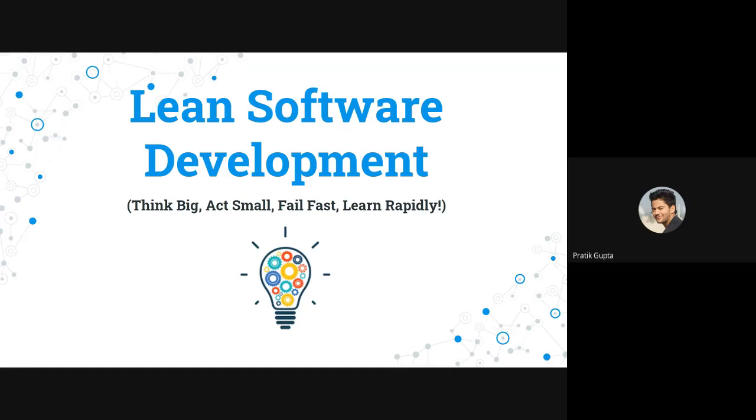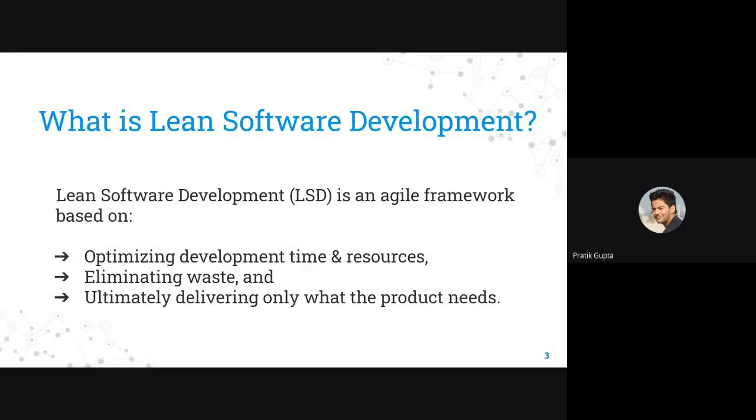So what is the meaning of fail fast? Fail fast means that once you identify that this feature is not working or the end user is not really interacting with it, you should learn from this and understand that there is no point in stretching this feature. We should learn from this and proceed and focus on other features. So basically, lean software development is an agile framework that is based on optimizing development time and resources.